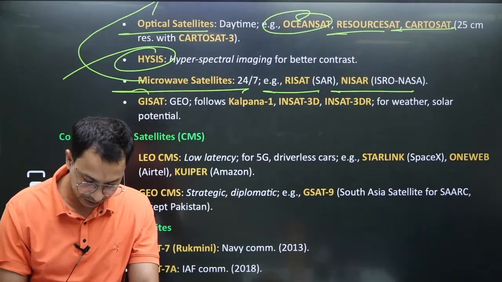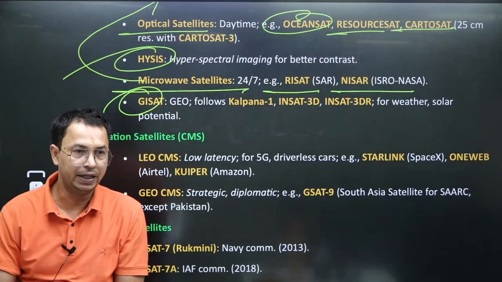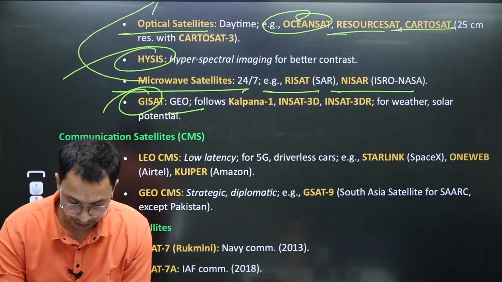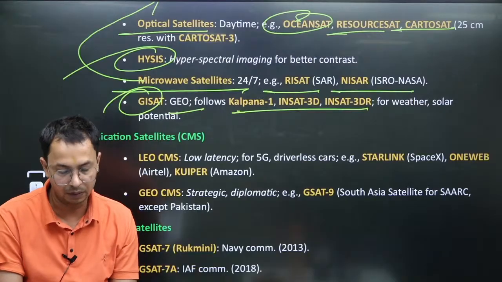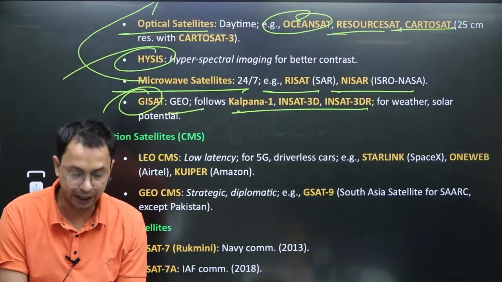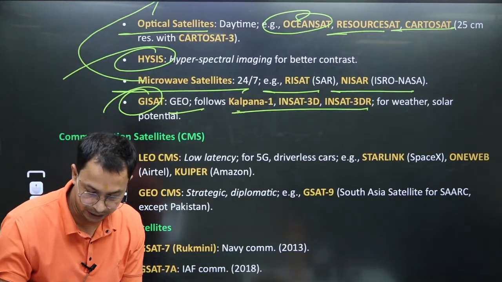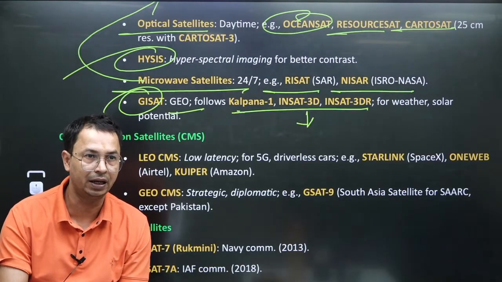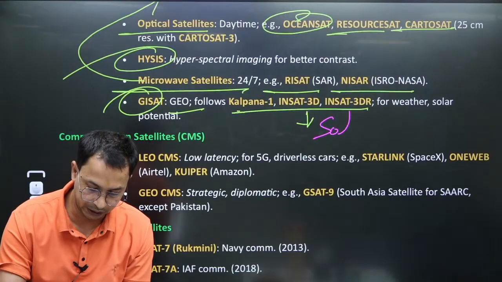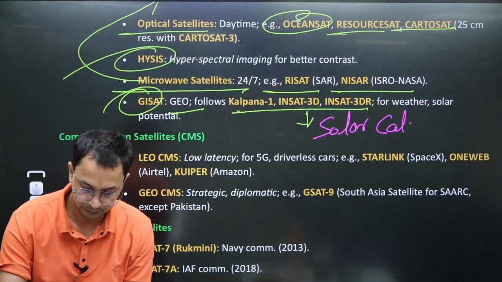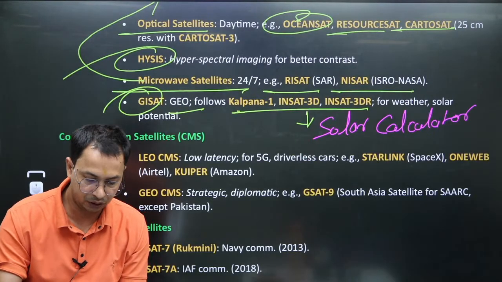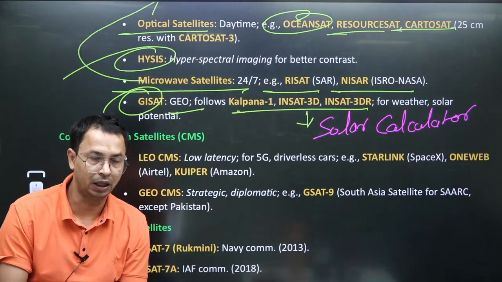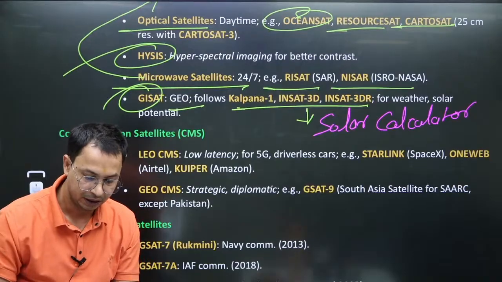Then we have GISAT. These GISAT are in the geostationary orbit, and there are 3 satellites, Kalpana 1, INSAT 3D and INSAT 3D, and these 3 satellites are used to make the solar calculator. And this solar calculator was announced by Mr. Narendra Modi at the Glasgow COP26.